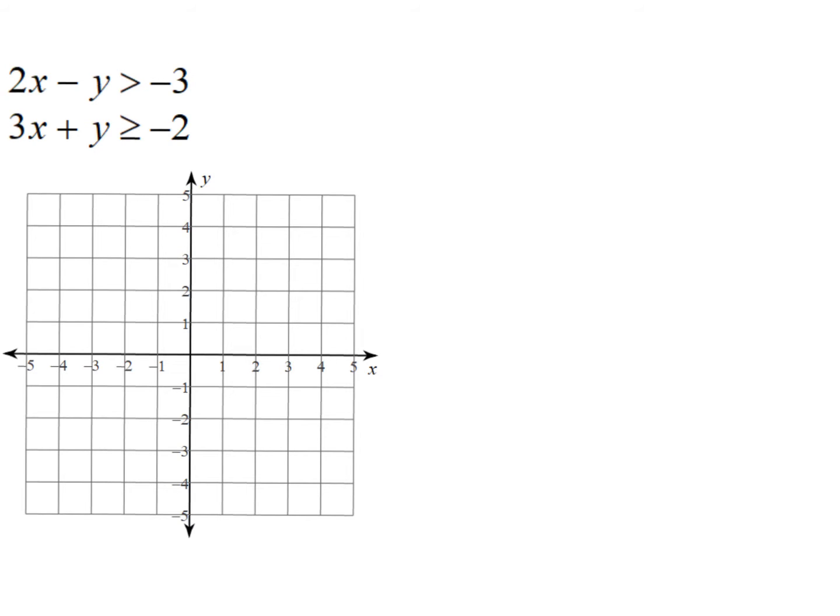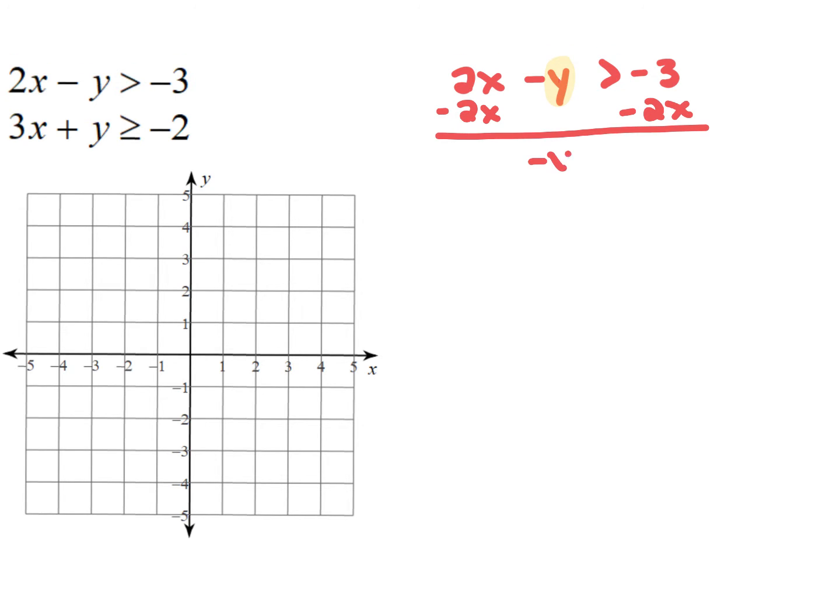To solve this example, I first have to solve to get y by itself for both inequalities. So my first inequality is 2x minus y is greater than negative 3. Now to get this y by itself, I first have to move the x over. So I would subtract 2x from both sides. So I get negative y is greater than negative 2x minus 3.